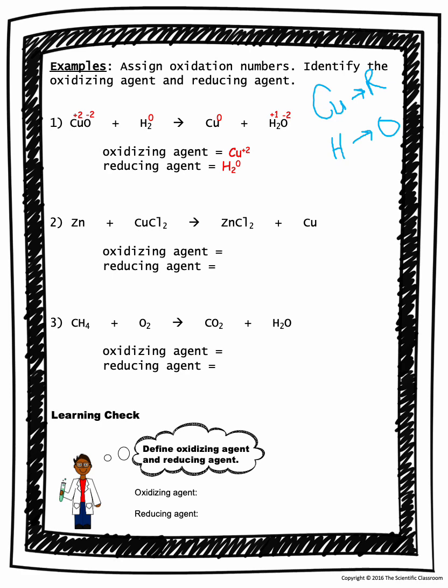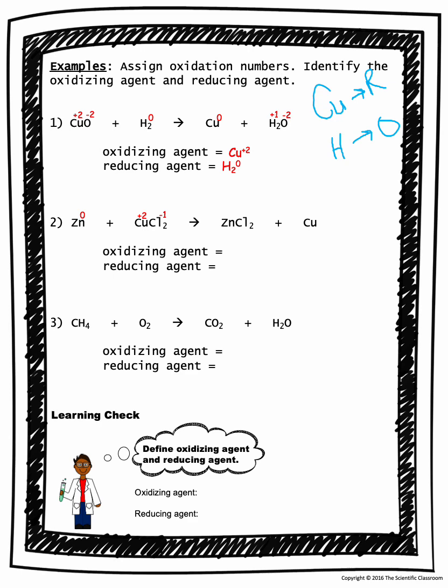So we have zinc. It's hanging out by itself, so it has a 0 charge. Then we have copper chloride. Chlorine usually has a charge of -1, and there's 2 of them, so that means copper, in order to cancel that out, has to have a +2 charge.